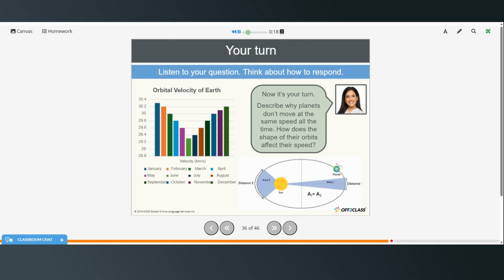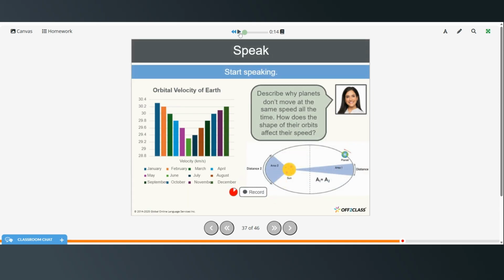Leela talked about why planets follow an elliptical orbit instead of a perfect circle. Now it's your turn. In a moment, the teacher will ask you to describe why planets don't move at the same speed all the time and how the shape of their orbits affects their speed. Think about it. Now it is your turn.